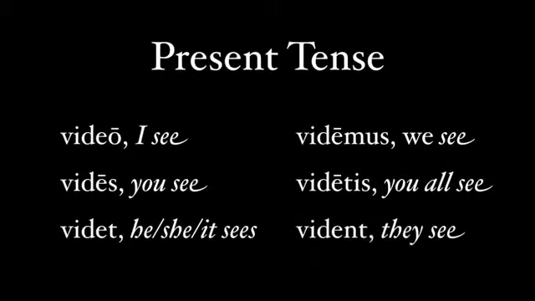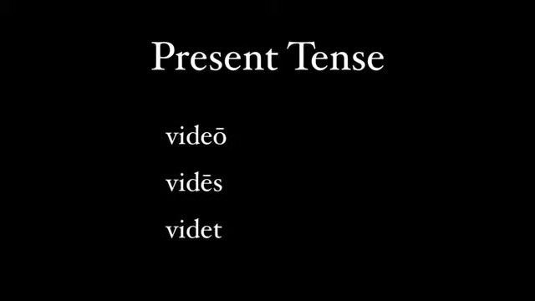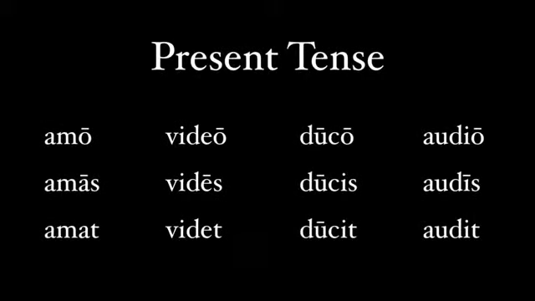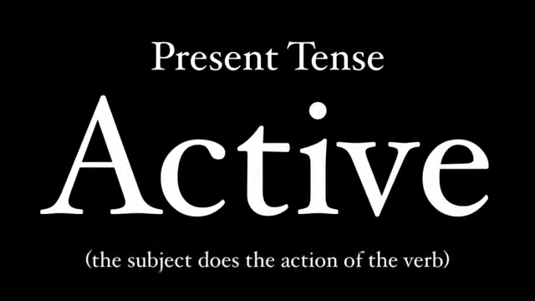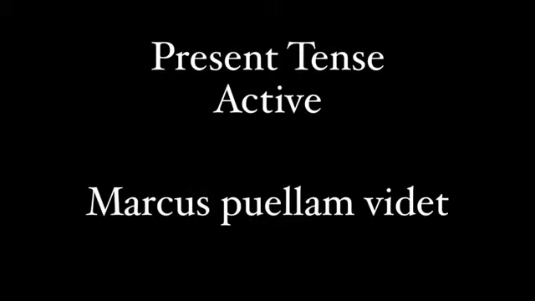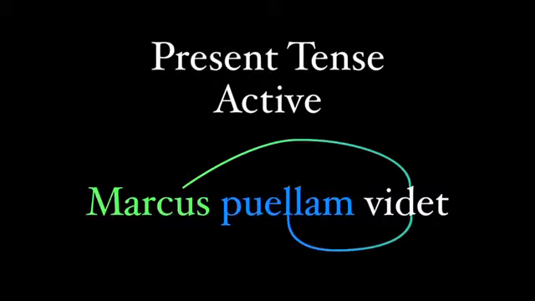The only other thing to know about the present tense is that there are 4 different conjugations in which the vowel before the ending is slightly different. Now that's the present active, and when I say active, I mean that the subject is doing the action of the verb. In the sentence, Marcus puellam videt, Marcus sees the girl, the subject Marcus is doing the action, he is seeing the girl, and the accusative puellam is receiving the action.